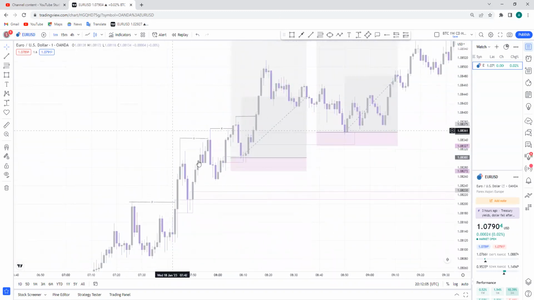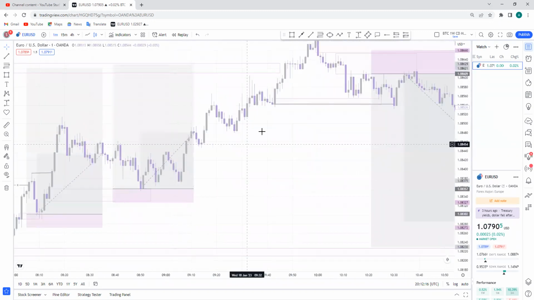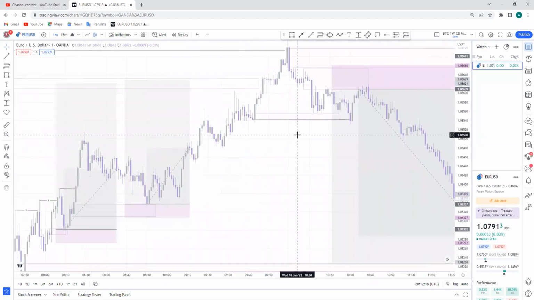But I have to come to 1 minute and look for my minor structure, my demand and supply and break of structure. Then price started following the structure. Now, this is my demand. I follow it out. Where am I going to? Is failure of supply and demand. All these demands are holding. Assuming price fails this demand, I will look for a sell.